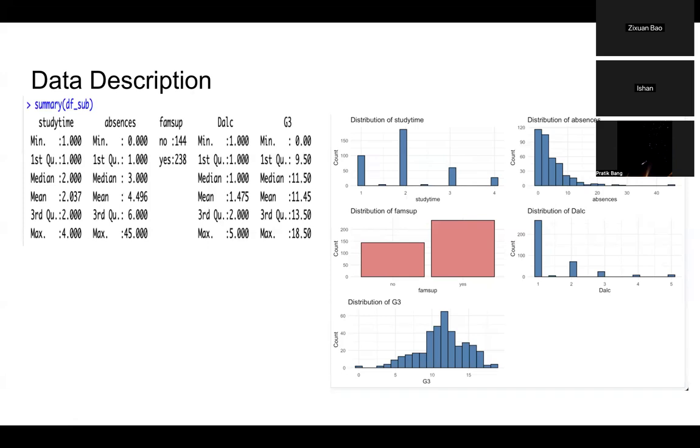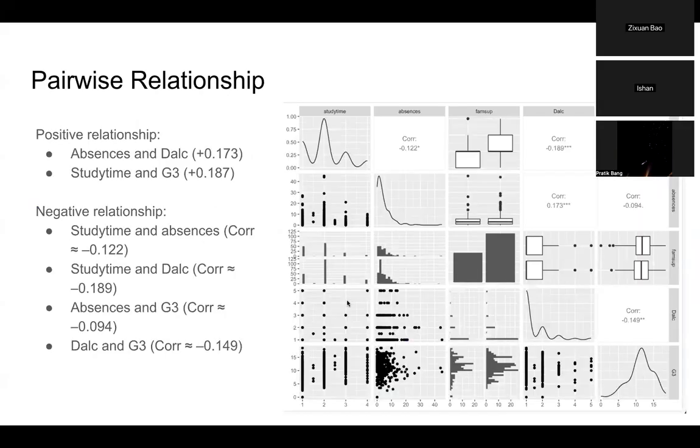I think understanding these helps us choose appropriate modeling decisions and prepare for diagnostics later. Now, if you go to the next slide, here I looked at the pairwise relationships between these different variables. A few interesting patterns that I noticed. One of them was that study time has a positive relation with G3, which basically means that students who study more tend to earn higher grades.